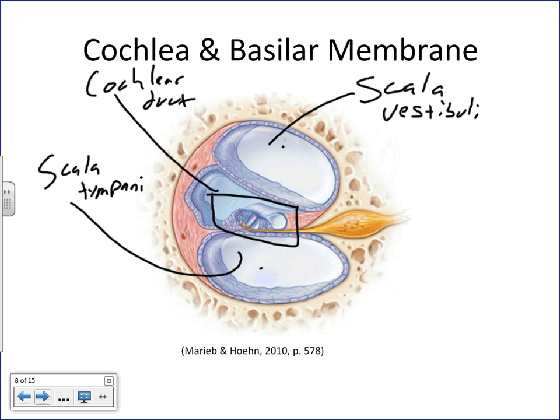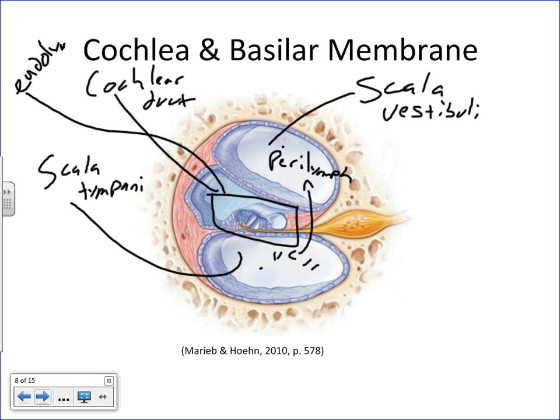And these contain a type of fluid called perilymph. Okay, and then same thing down here, perilymph. All right. So peri meaning outside of. Okay. And then in here, you've got what's called endolymph. Okay, endolymph. All right, so perilymph and endolymph. All right, so this is, again, the fluid that we were talking about that's displaced during hearing.